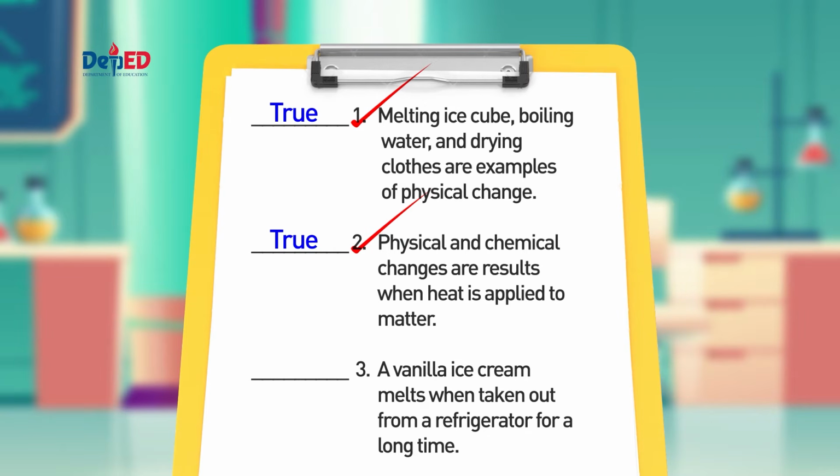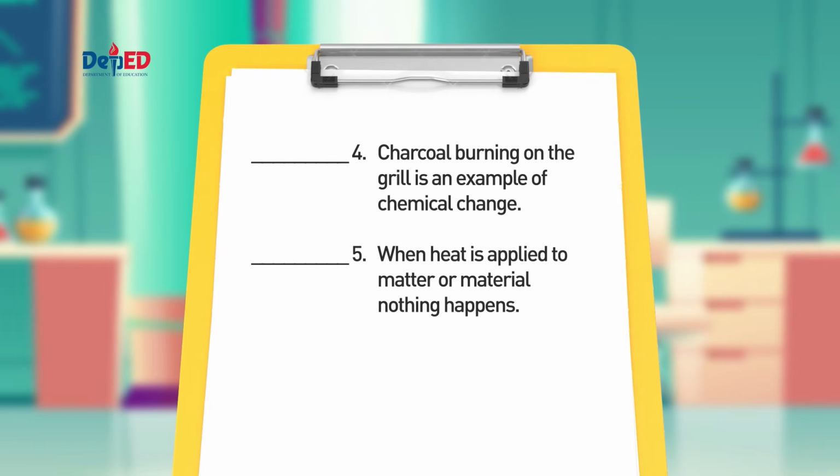Number 3. A vanilla ice cream melts when taken out from a refrigerator for a long time. Is it true or false? If you answered true, again, you are right. Number 4. Charcoal burning on the grill is an example of chemical change. Is it true or false? If you answered true, you are fantastic!